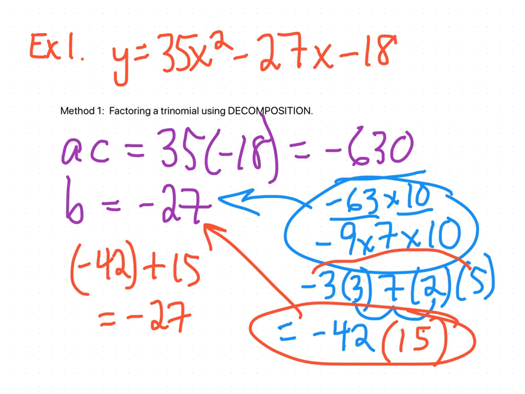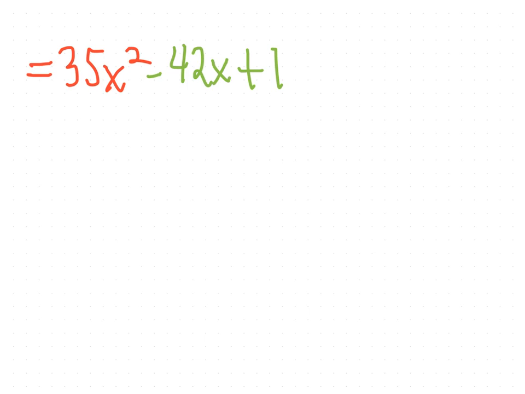So let's continue. Let's move on to another slide, and let's rewrite this with those two new numbers. So 35x squared. Then we're going to use the numbers we just discovered: negative 42x plus 15x. And that's the decomposition of negative 27. So two numbers that add up to give us negative 27. So therefore we decomposed negative 27, and the negative 18 remains. And that completes our trinomial.